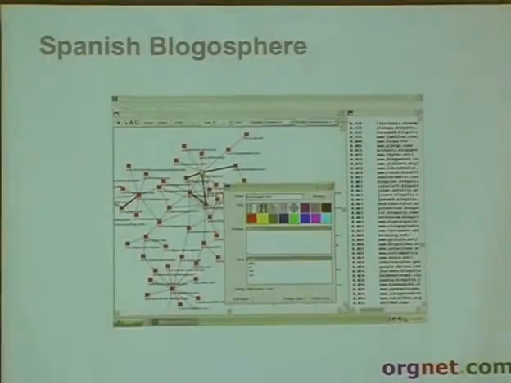I did some work with this academic in Spain who had gathered data on the Spanish blogosphere. He had gotten data on about 1,000 different blogs, mostly in Spain, but these are all blogs that use the Spanish language as the main language. He sent me the data, and we did some simple analysis to see who are the dominant blogs, who are key connectors, and where are various clusters. These are tech blogs, these are political blogs, these are something else. So again, very simple data.